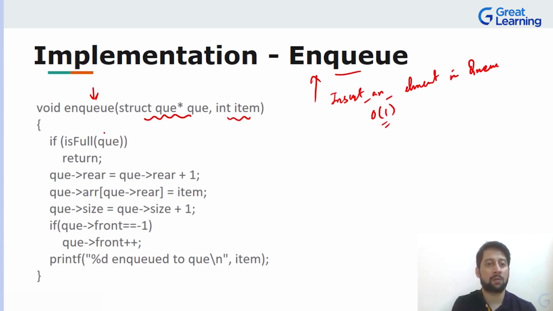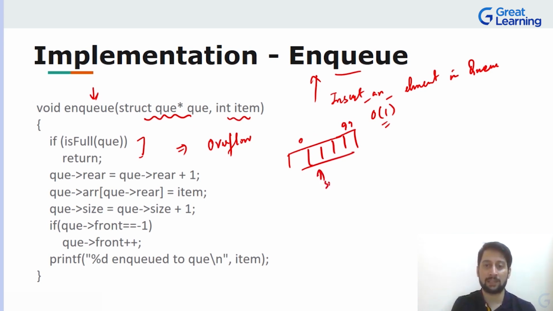Now let's try to understand this enqueue operation. First, we are going to check if the queue is full or not. Why is this condition important? Because this is the condition of overflow. That means we want to check, let's suppose we have this array and the last index is 99. That means it starts from 0 to 99, so the size of the array is 100. Now we want to check if the queue that we have created is full or not. So we check if the number of elements present in the queue is equal to this 99.